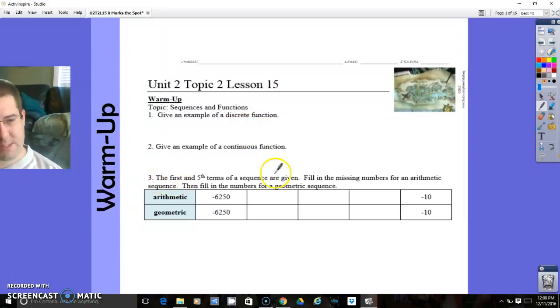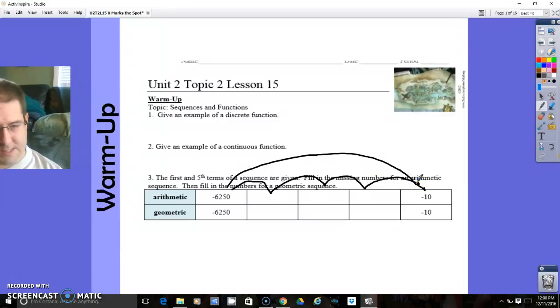All right, question number 3 looks very similar to a question we've done in the past. Negative 6250 was the starting point, negative 10 was the ending point. So if we're trying to find what's in between, we could find our geometric and arithmetic means, or we can say to ourselves that these two numbers are 6,240 apart. Now, if you divide that by 1, 2, 3, 4 common differences, then that's going to be 1,560 each. So you would just simply add 1,560 to the previous term.